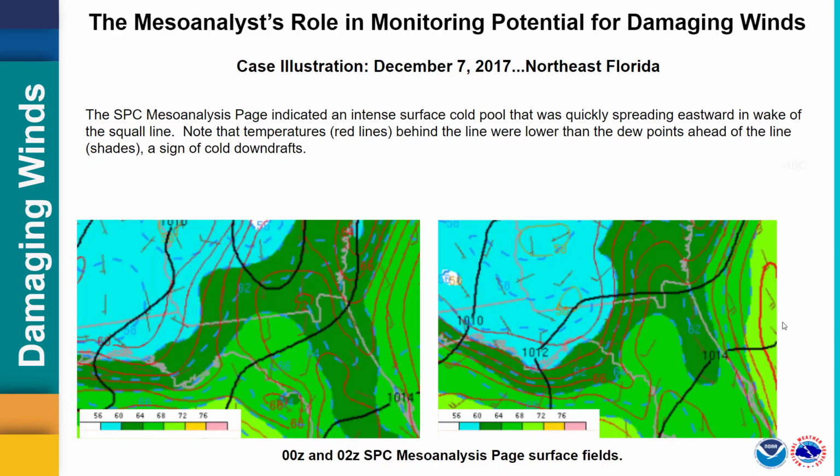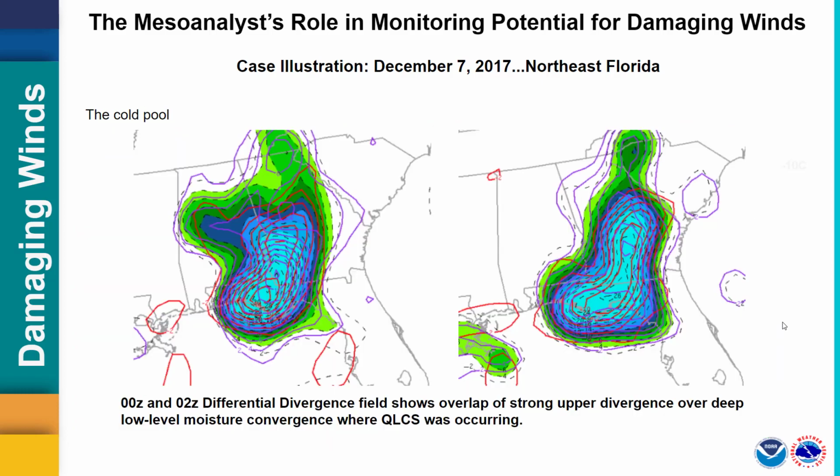Regardless of the level of instability, we also need to evaluate the dynamic side that could drive the squall line through even a less favorable environment. Here the SPC page shows an intense cold pool in the wake of the squall line. The coldness of the downdrafts is indicated by surface temperatures behind the line well below the dew point values ahead of the line. In addition, we see strong overlap of low-level moisture convergence and upper-level divergence associated with a strong system aloft. This steadily progressed eastward with the line. So there was considerable forcing to maintain the line, even where substantial CAPE could be lacking.